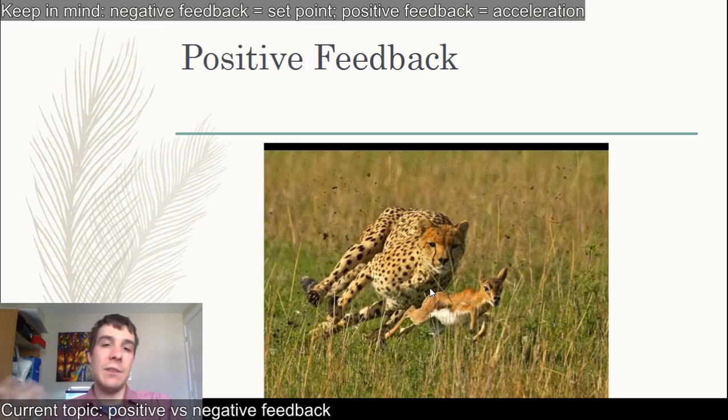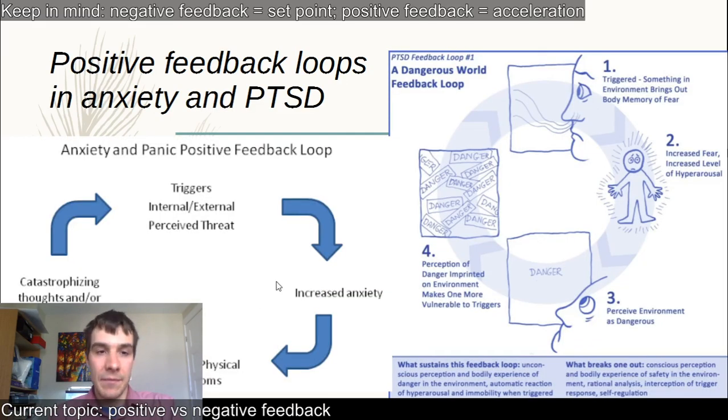Another example is if you're in a loud room and someone starts talking louder to be heard, and then everyone starts talking louder to be heard, and then the entire room basically starts yelling. That's another positive feedback loop. Positive feedback, usually not great.